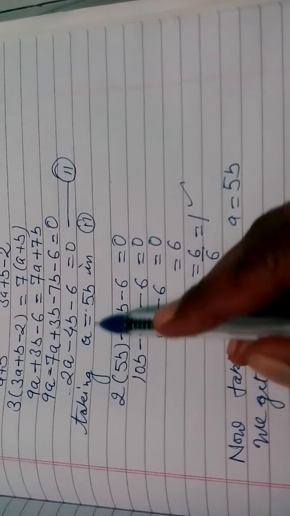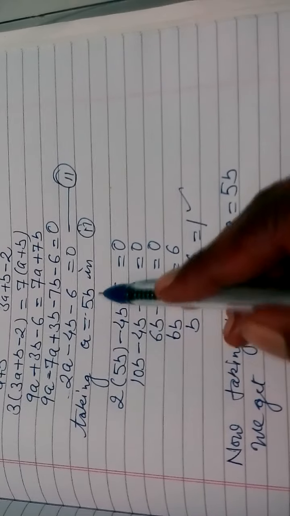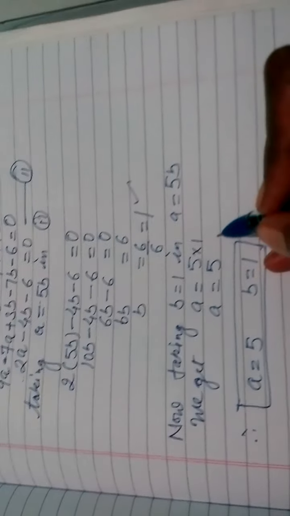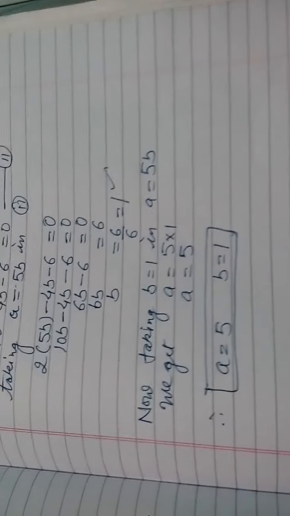So I got b is equal to 1, and now I have to find the value of a. I can find it simply if I put b is equal to 1. When I did the same, I got a is equal to 5 and b is equal to 1. So our question has been solved.